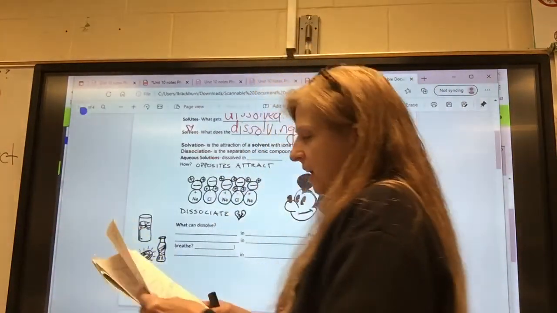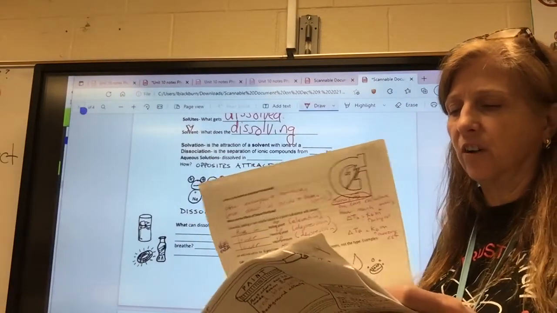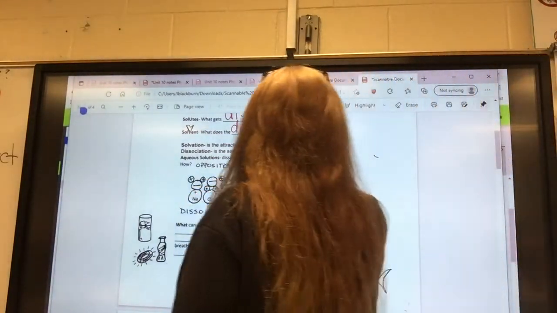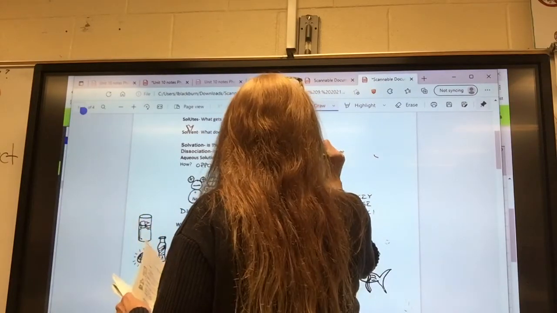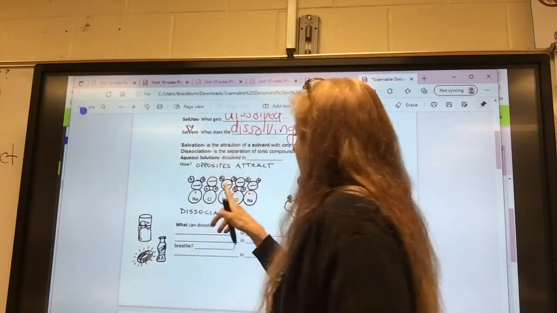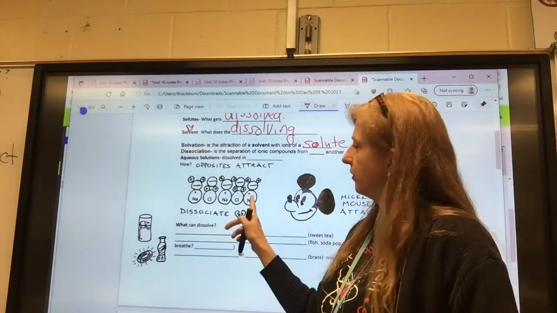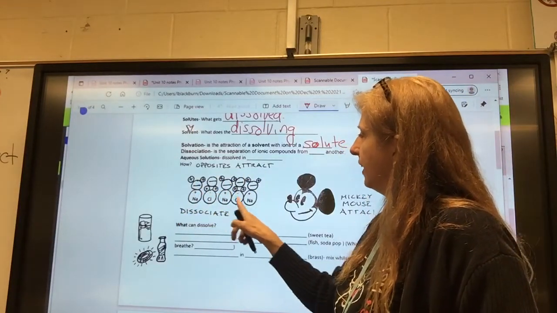Okay. So solvation is the attraction of a solvent with the ions of the solute. What this means is that when dissolving happens, so here I have sodium chloride, and that's the balls right here, NaCl.